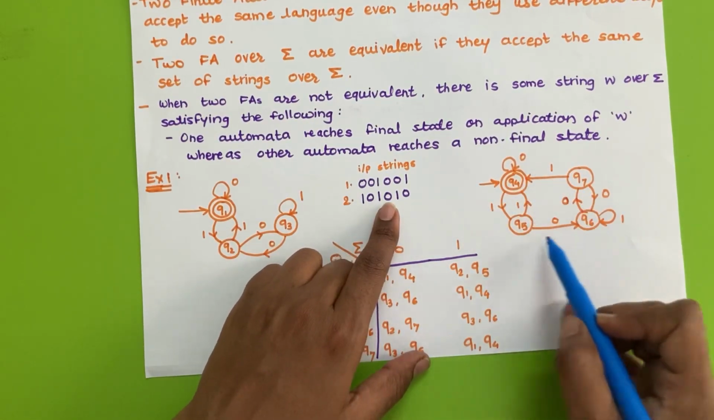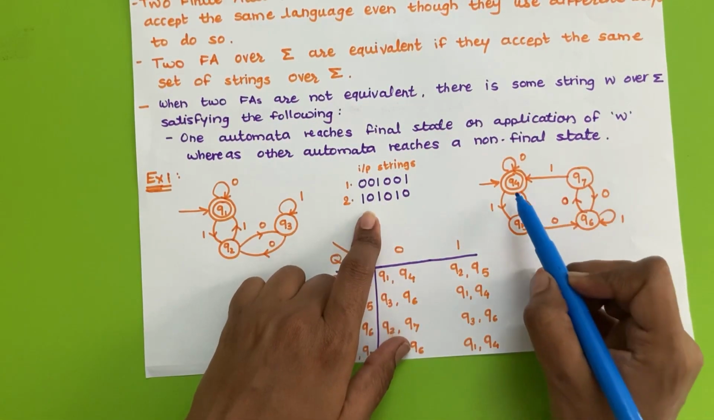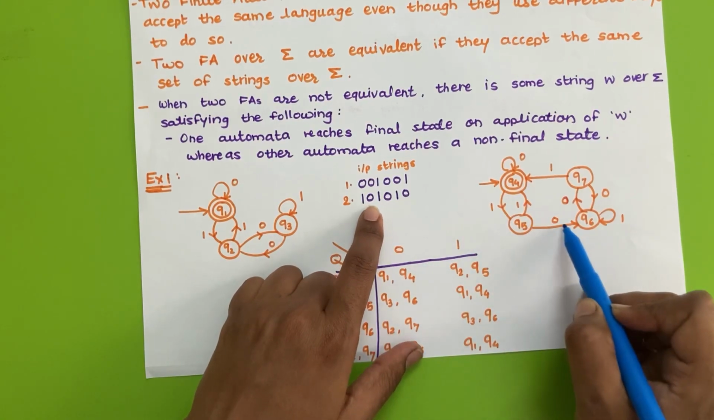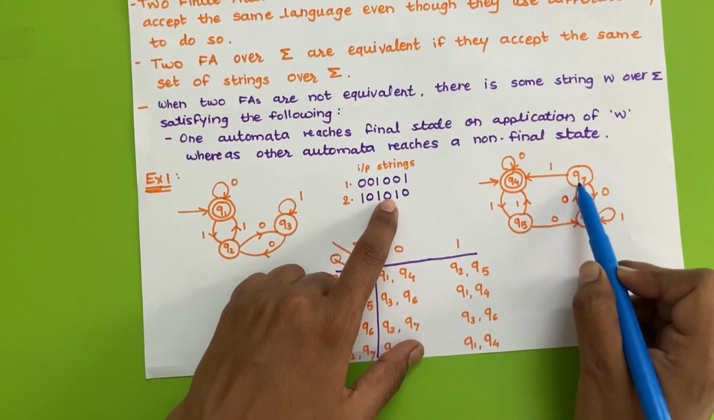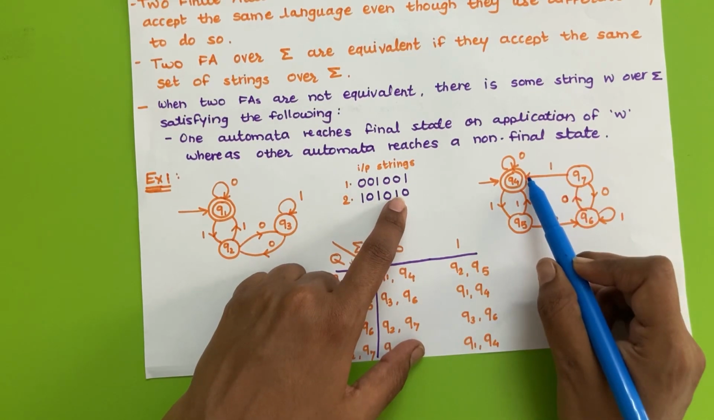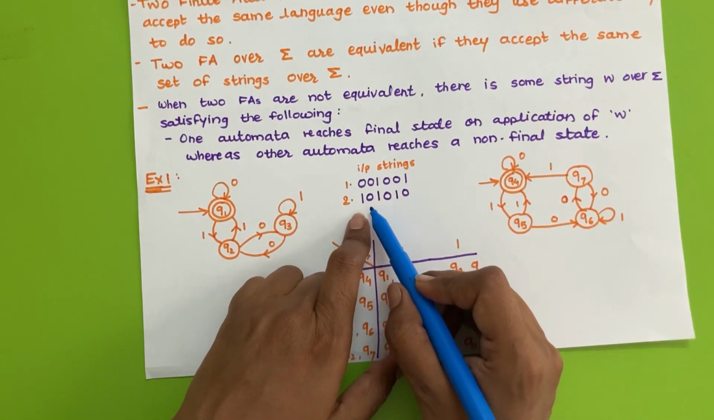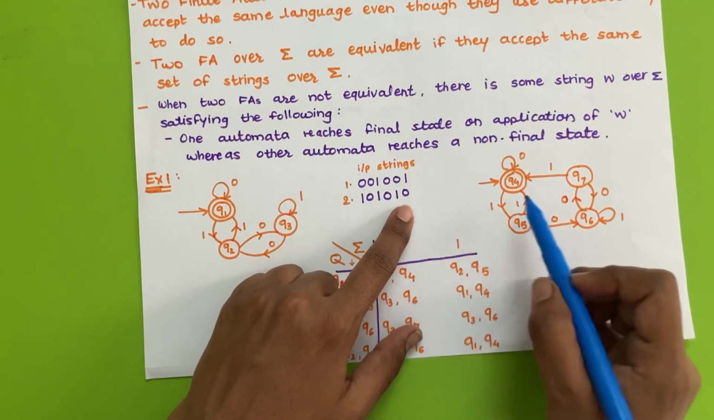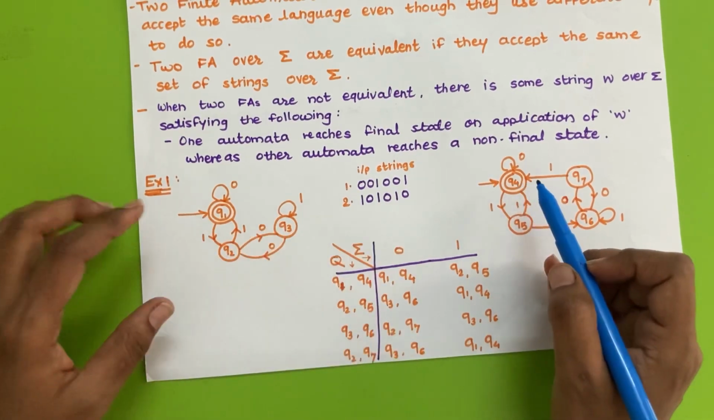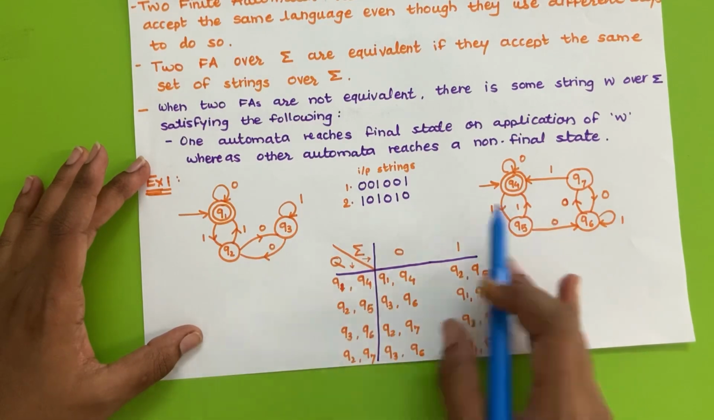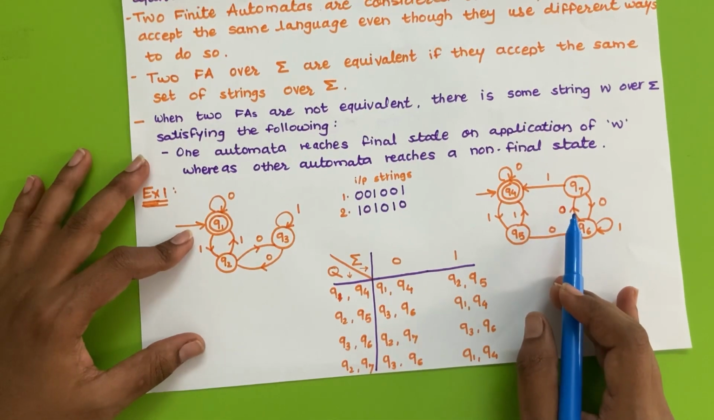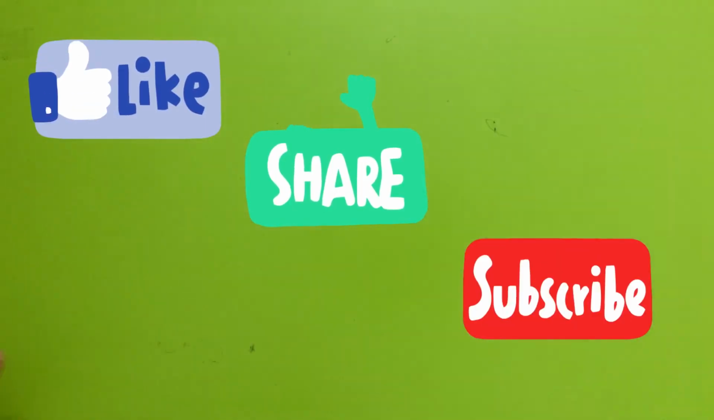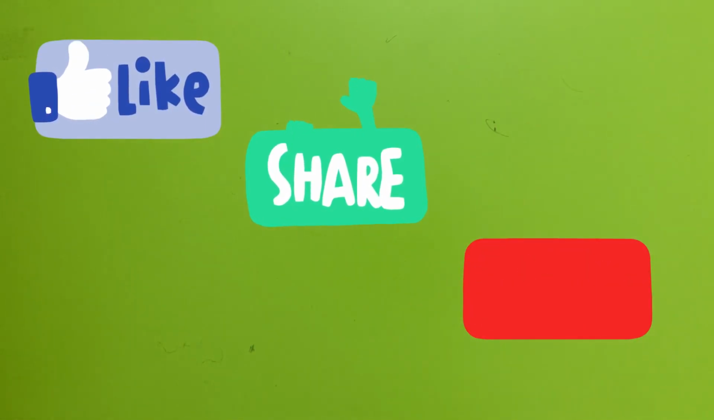We'll apply the same string for this FA. So 1, then 0, then 1, then 0, then 1, then 0. So again, applying this second string reaches a final state. So, these two finite automatas, we can say that these two are equivalent FAs. Now we'll see one more example related to non-equivalent states.